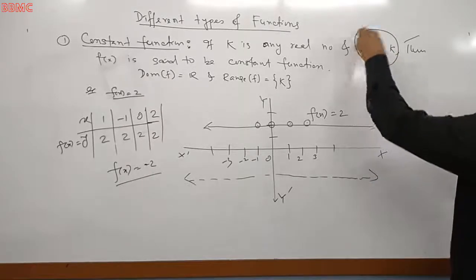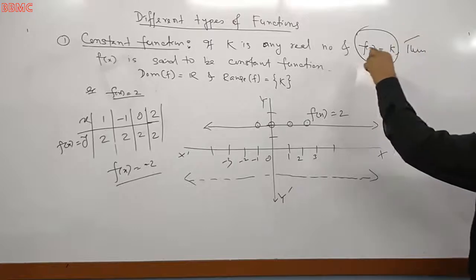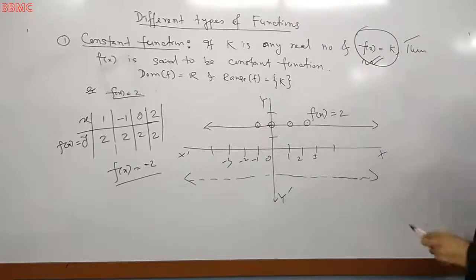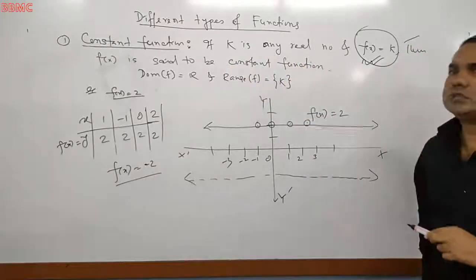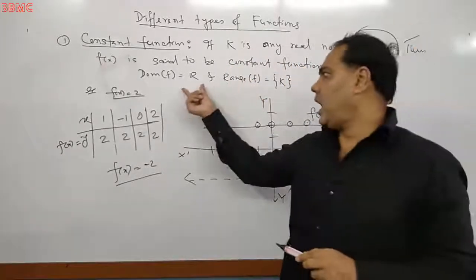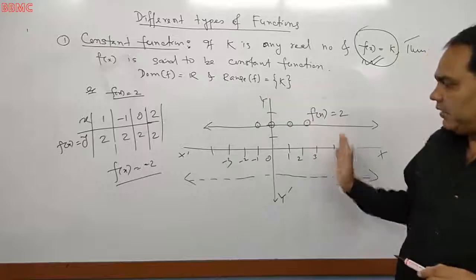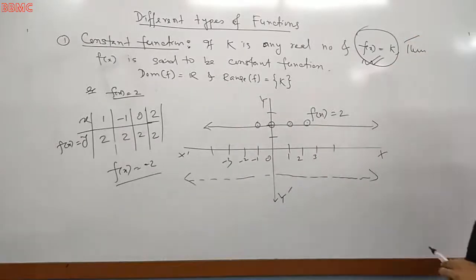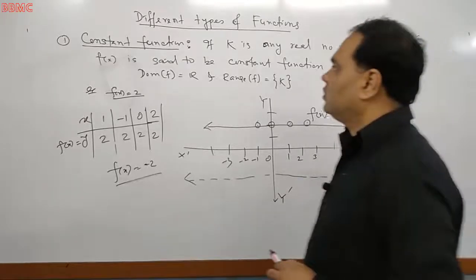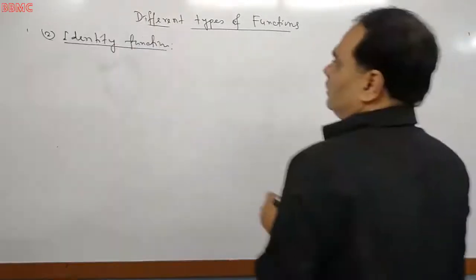So what is constant function? If f(x) is a function, then f(x) is equal to k, where k is any real number, then the f(x) is said to be a constant function. The domain R, range k. I have already drawn the graph of a constant function. Okay. Let's go to another function.